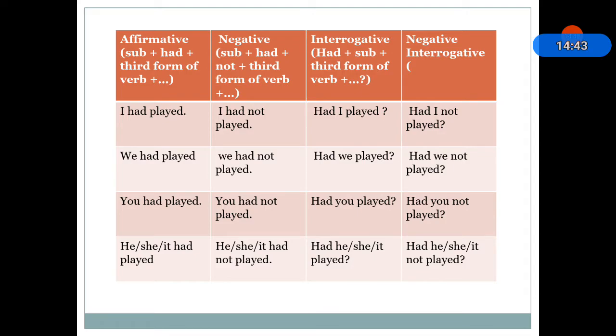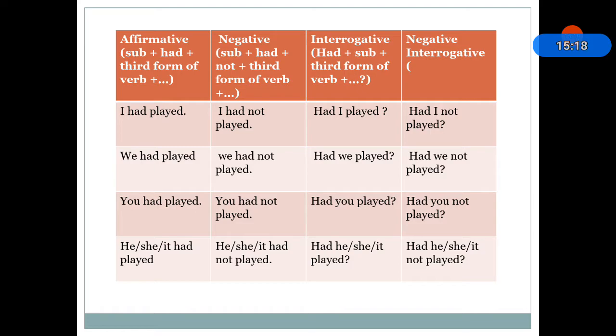Next, for third person, he had played or she had played or it had played. For negative, it will be he had not played or she had not played or it had not played. For interrogative it will be had she played, had he played, or had it played. And for negative interrogative it will be had he not played, had she not played, had it not played.